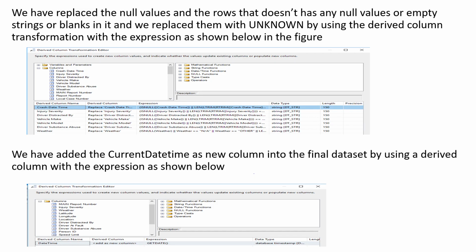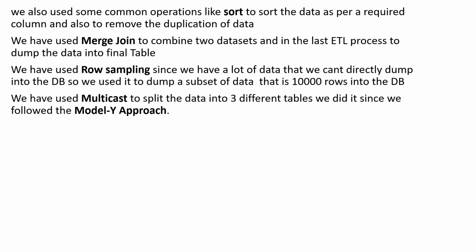This is another scenario where we used the derived column transformation, where we had empty cells and unknown values, which we filtered. We also used the derived column transformation to add an extra key of current date time, as mentioned in the project requirement.